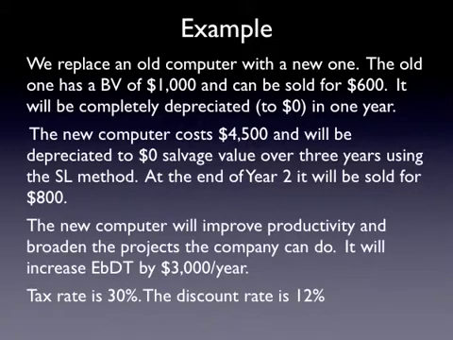The new computer will cost $4,500. We're going to depreciate it at $1,500 a year over 3 years using the straight line method. We'll sell it at the end of year 2 for $800. And we think the new computer will improve productivity or allow us to do a different range of projects or whatever. And it's going to increase earnings before depreciation and taxes by $3,000 a year. Tax rate's 30%, discount rate's 12%.